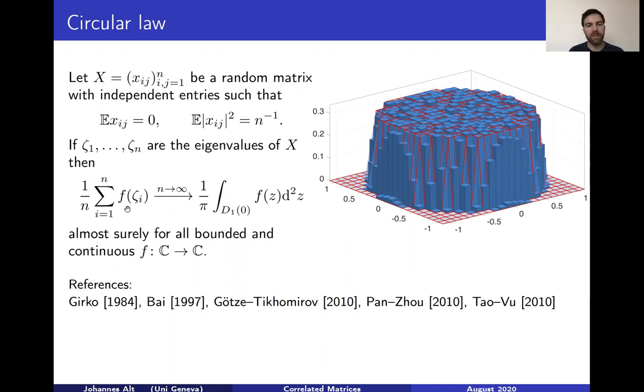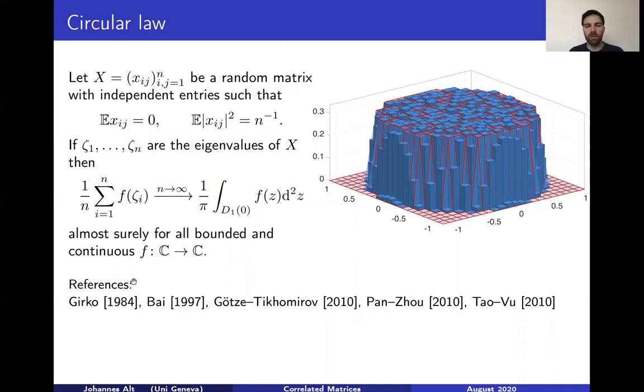If I evaluate the test function f at all eigenvalues zeta 1 up to zeta n and take the average of these function values, then this converges as n goes to infinity to f integrated against the uniform probability measure on the unit disk in the complex plane. This convergence holds almost surely and for all bounded and continuous functions f. This phenomenon is visualized here on the right in an example.